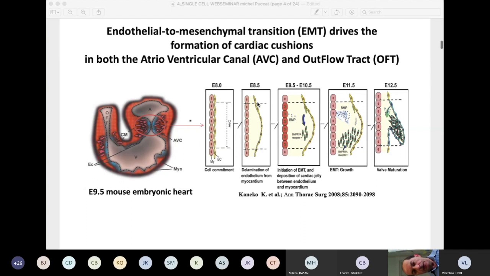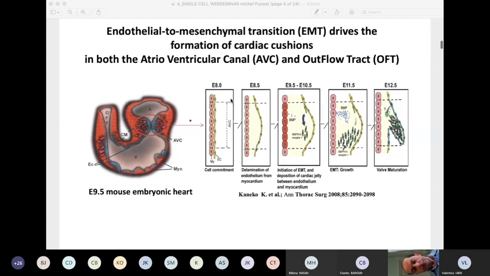This forms what we call a cushion, between the now delaminated endocardium and the myocardium. And the endocardium, at this very specific location, is going to undergo an endothelial to mesenchymal transition so that the cells can migrate into the cushion, invade the cushion, and start to form what is going to be later the leaflet of the valve.